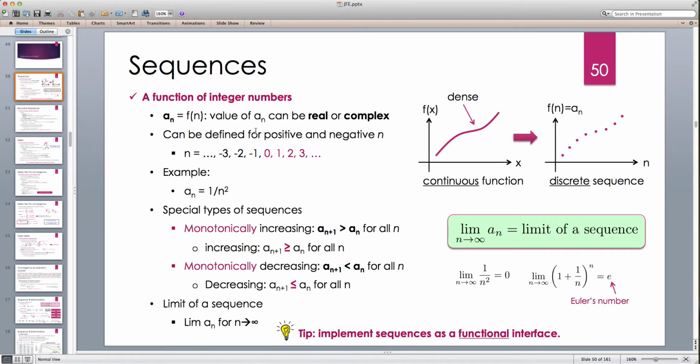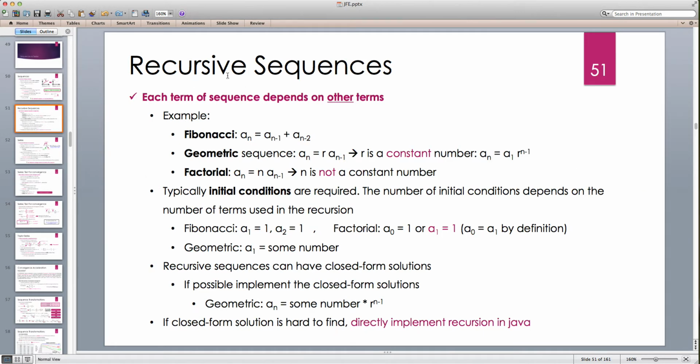All right. And we implemented sequences as a functional interface in Java, and we said that that's a very convenient way because then we can easily define them anywhere in our code using lambda expressions. And we said that one particular type of sequences are recursive sequences, where we define a new term based on prior terms. And then we said that in order to be able to explicitly find the values of each term, we need to have initial conditions, all right? The number of initial conditions we need depends on how many recursive terms we have. For example, in Fibonacci, we are using 2 of the previous terms to define the new term. So we need to have 2 initial numbers or initial conditions.